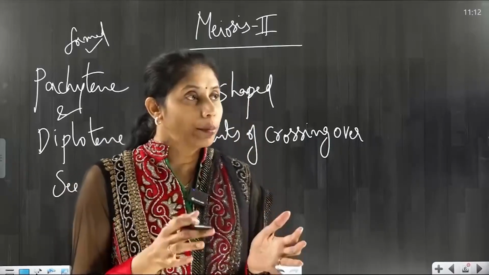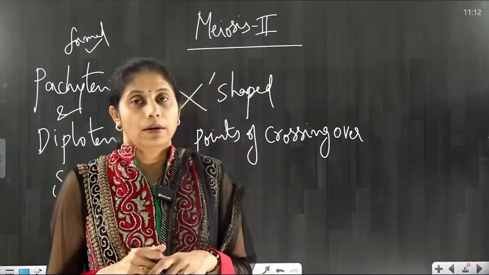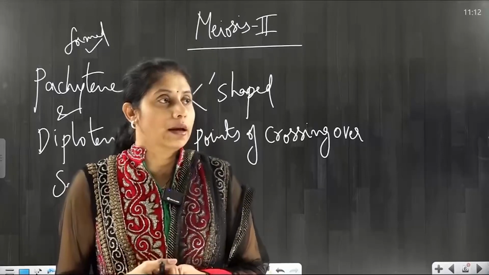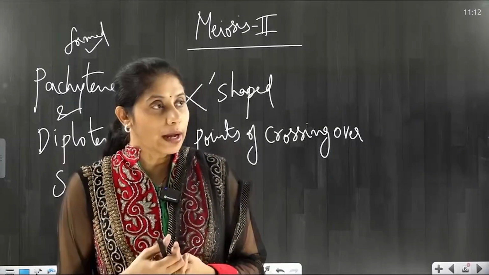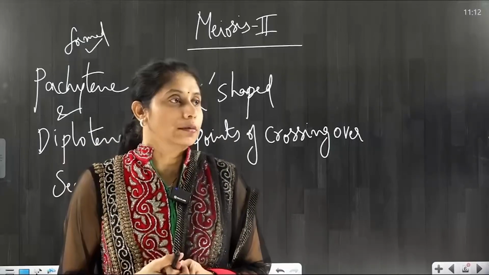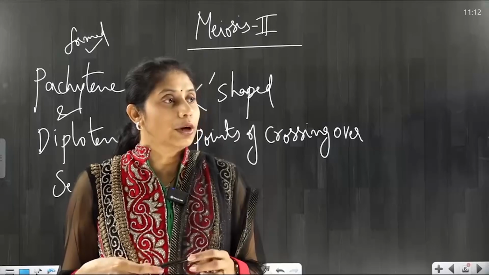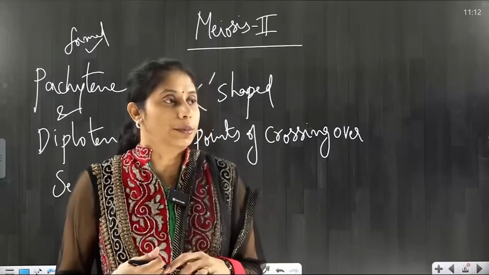They are actually not formed in zygotene. Chiasmata means points of crossing over. You know, crossing over occurs in pachytene. So they are formed in pachytene, but they are seen in diplotene. In zygotene, bivalents are formed.